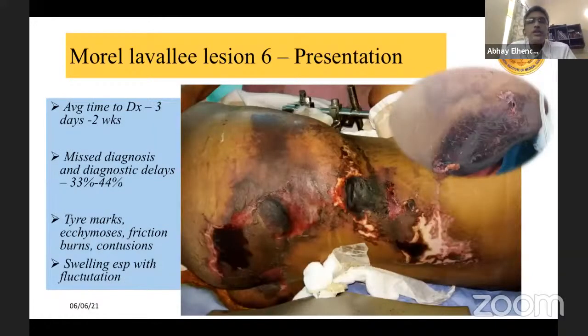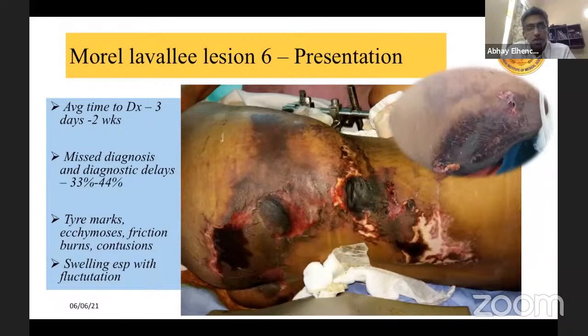So how do these lesions present? They present mostly, and are diagnosed mostly, anytime between 3 days to 2 weeks. That's the average time to diagnosis which the literature quotes. Missed diagnosis and diagnostic delays are very common, up to 33% to 44%, which means almost one third to one fourth of these patients will not be detected or detected late.